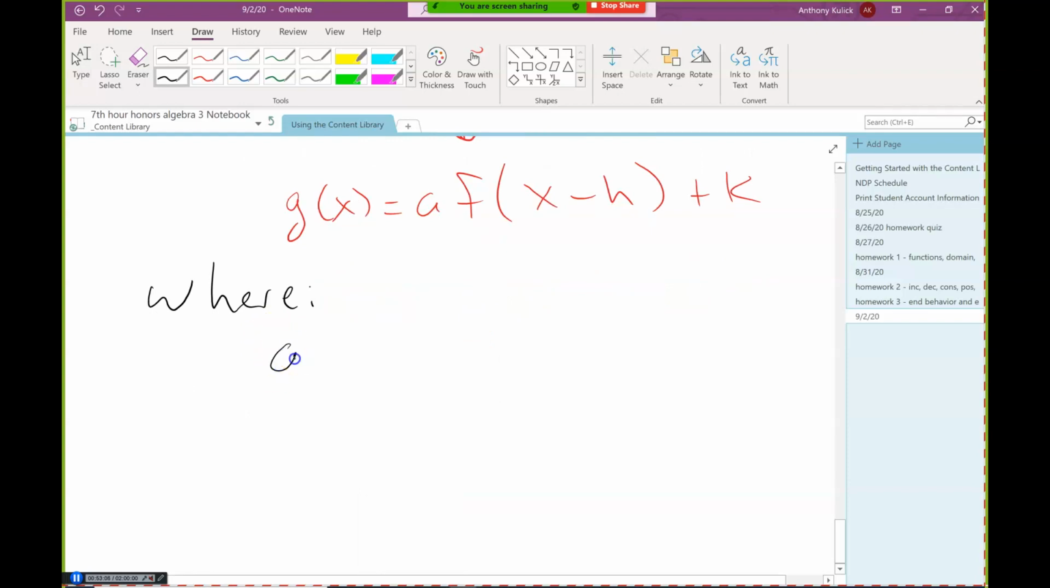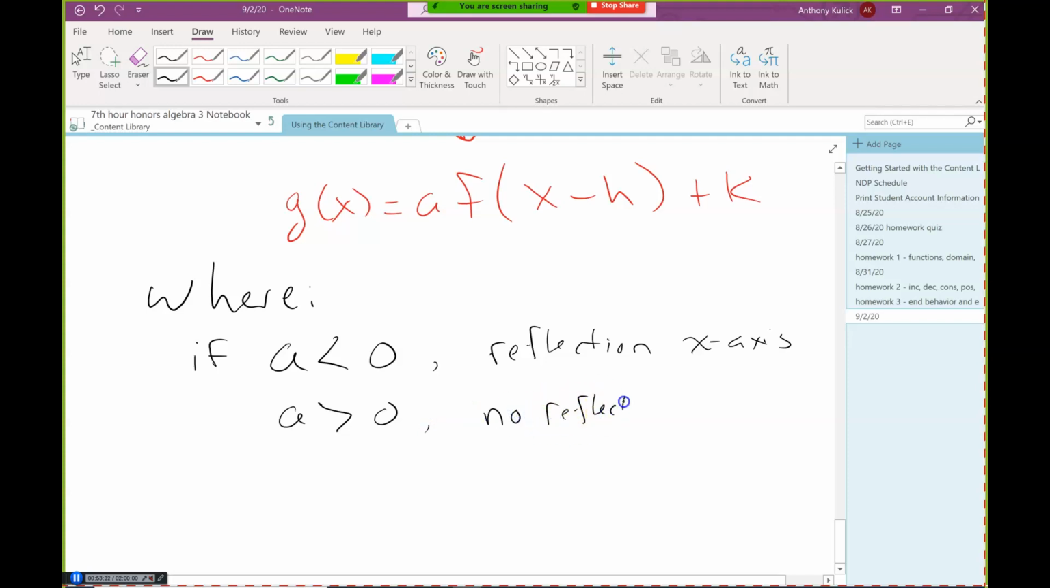So, let's start with a. If that a coefficient is negative, we have a reflection across the x-axis. If that a coefficient is positive, we have no reflection across the x-axis.